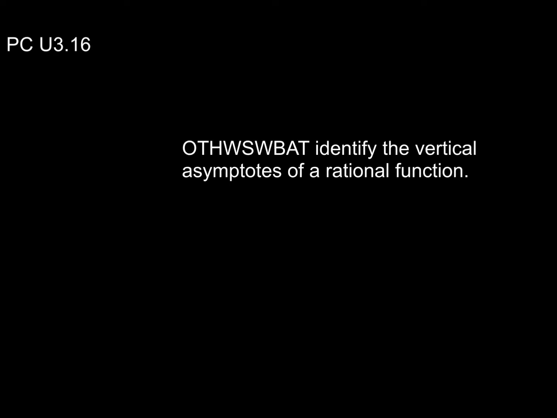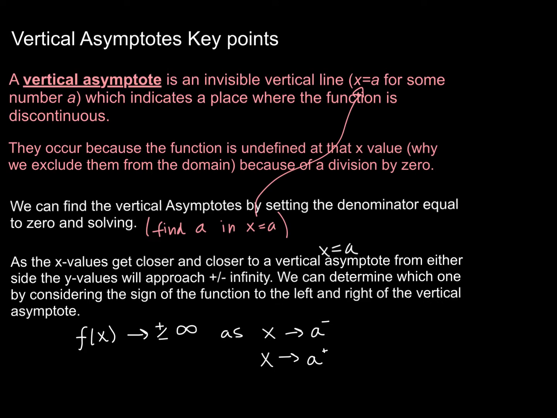Welcome to lesson 3.16. We're going to continue identifying vertical asymptotes of rational functions and make sure we're familiar also with finding x and y intercepts and relating those to the graphs of the functions themselves. These are just the key points that we've already taken a look at to refresh your memory on vertical asymptotes.